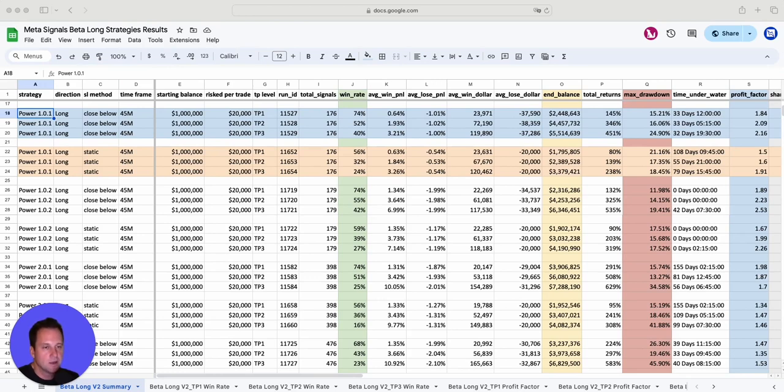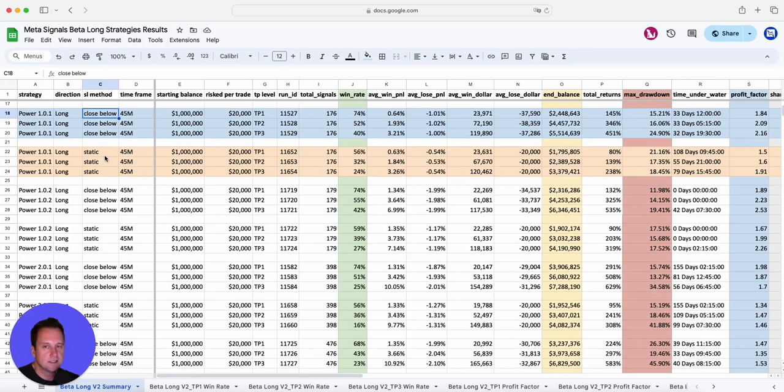I'm going to go through one strategy on one time frame and go through the different metrics so that you can better understand what we're measuring and what it means. So we're looking at the 45-minute power 1.01 strategy. There's 6 rows of data per strategy. That's because we have 2 methods of exiting with a loss. We have the close below method and the static method, which I'll come to in a minute. And then, of course, we have TP1, TP2, TP3 for each method.